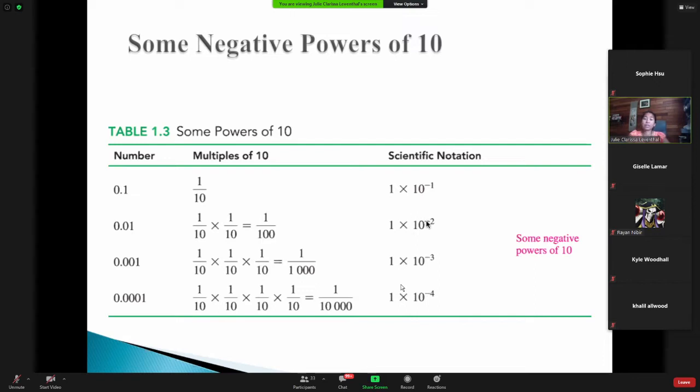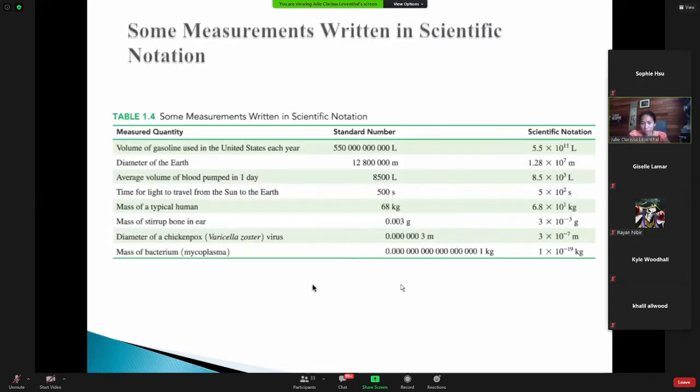Anyway, so multiples of 10, 1 over 10 is 0.1, 1 over 100 is 10 to the minus 2. If you have a negative exponent, this is our rules of exponents too. So this is your review. 10 to the minus 3 is 1 over 1,000.